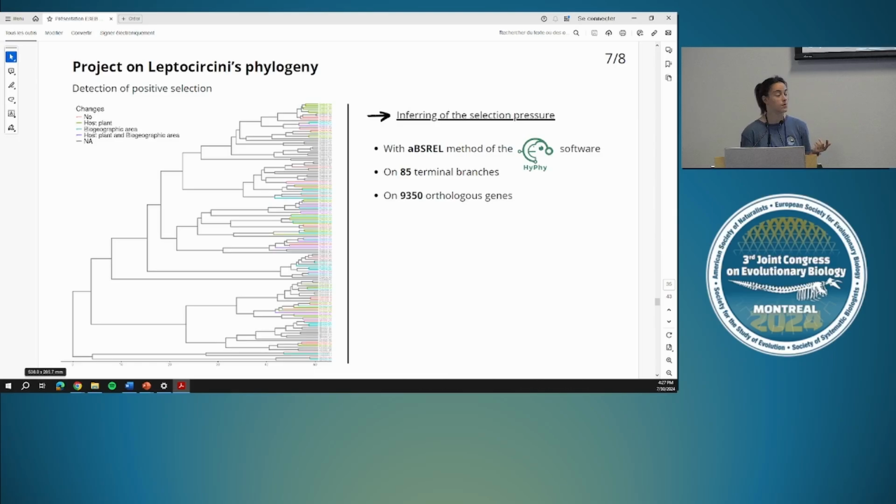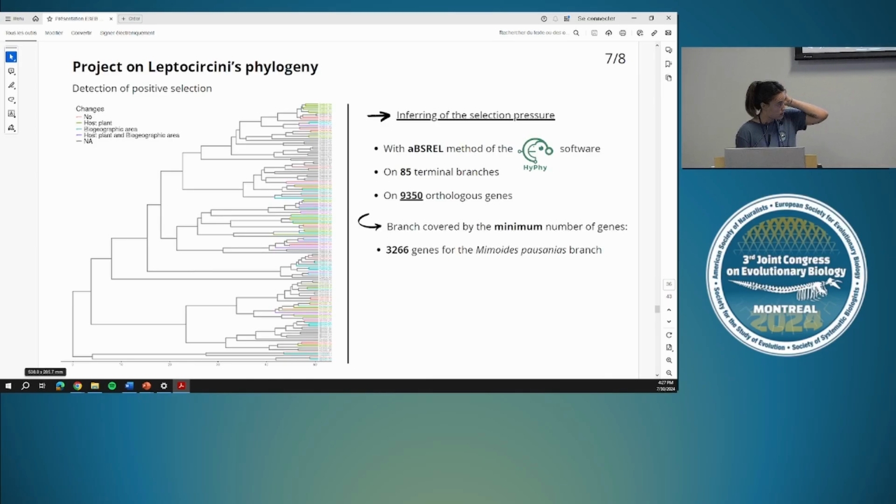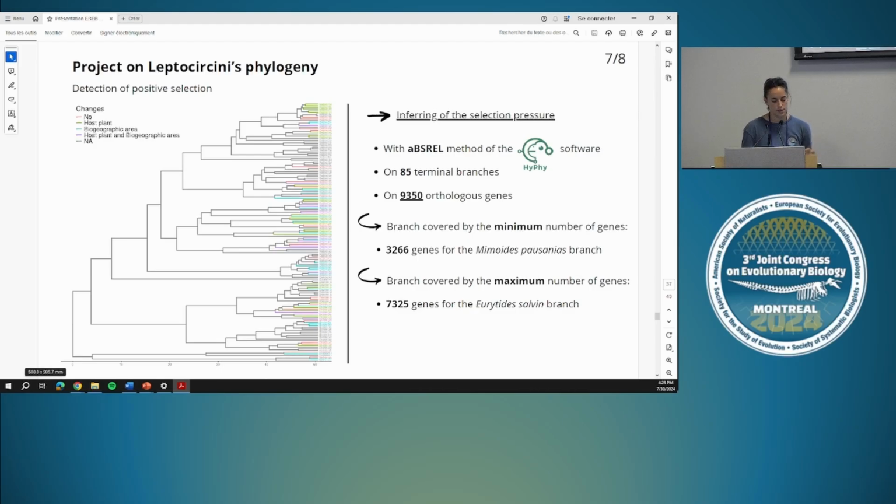Here it's 9350. The minimum coverage for a branch was 3266, and the maximum was 7325. And of the 9350 used, 6668 were found to be significant for positive selection.